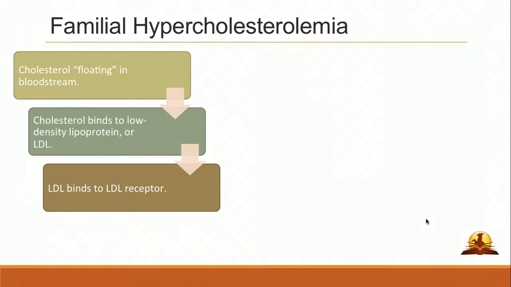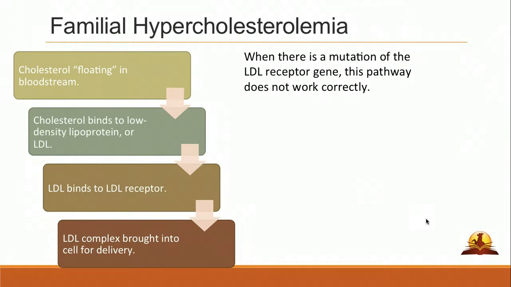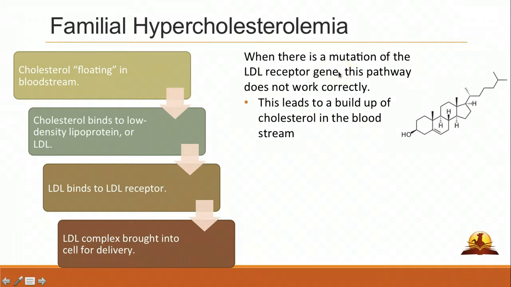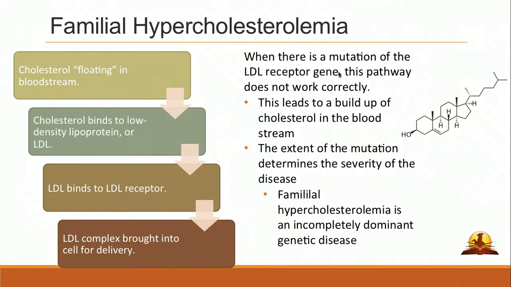After that, the LDL, that protein, binds to a receptor for that protein, and then the LDL complex is brought into the cell for delivery. So basically, the cholesterol binds to a protein, and this protein enters a cell, and the cholesterol is removed from your bloodstream. But if there's a mutation of the LDL receptor gene, then the pathway does not work correctly. If it doesn't work correctly, that means no cholesterol is going inside of a cell, which means there's so much cholesterol in your bloodstream. Depending on what mutation you have, the disease can be very severe.